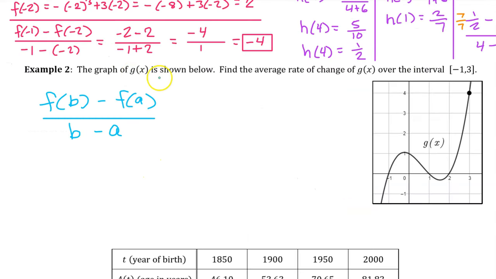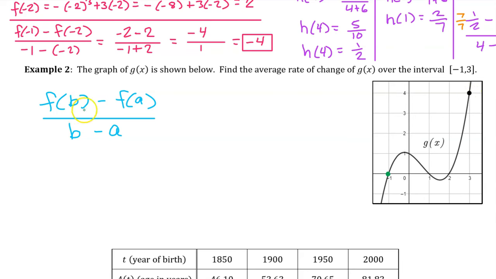Example 2. The graph of g of x is shown below. Find the average rate of change of g of x over the closed interval from -1 to 3. So the endpoints are here at (-1, 0) and here at (3, 4).